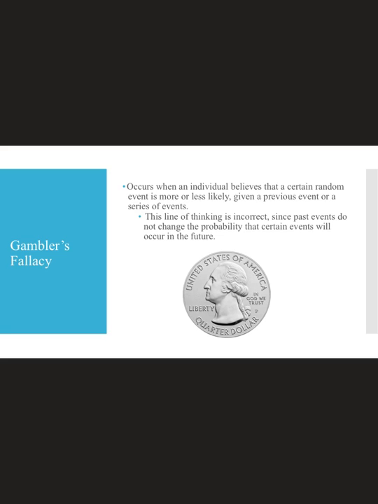Right? This line of thinking is incorrect since past events do not change the probability that certain events will occur in the future. A really good example of this is when you're flipping a coin. If you flip a coin 10 times and get heads all 10 times, people believe that the next flip has to land on tails, right? Like it just has to. You can't get heads 11 times in a row, right? But really, the probability of flipping heads or tails doesn't change. It's always been 50%, right? From one flip to the next, you're no more or less likely to get an outcome based on the previous outcome.